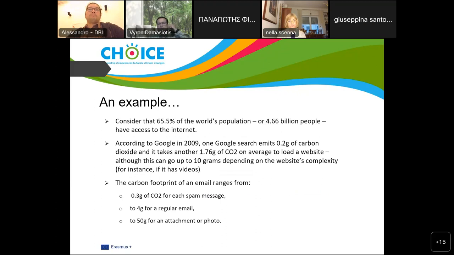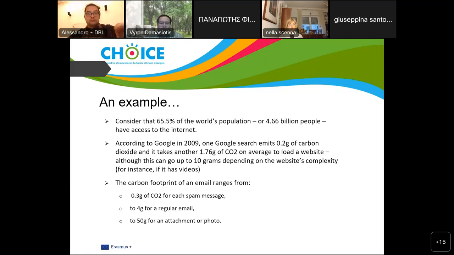Now, if we consider that 65.5% of the world population, or 4.6 billion people, have access to the internet, and according to Google, in 2009 a Google search emits 0.2 grams of carbon dioxide and takes another 1.76 grams of CO2 emissions on average to load the website. In some cases this can be 10 times more, depending on the website complexity. If, for example, it has videos, then we come across a significant problem.